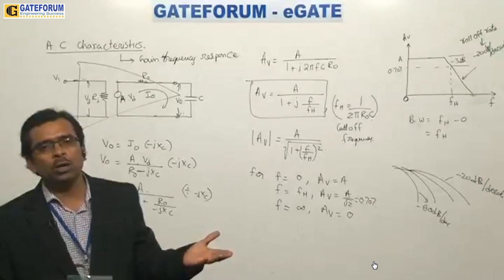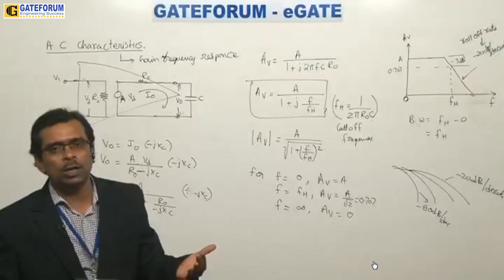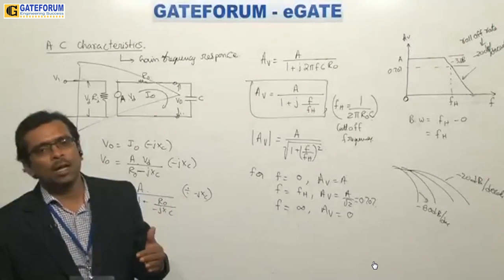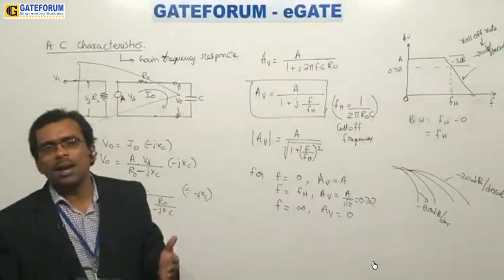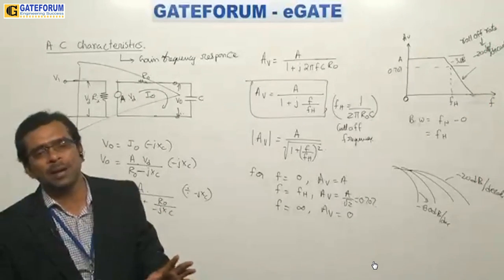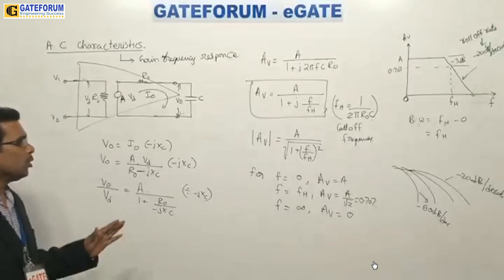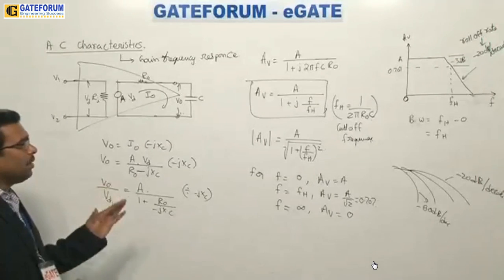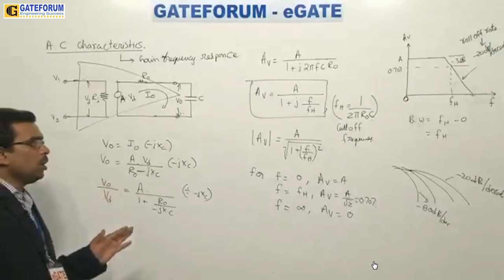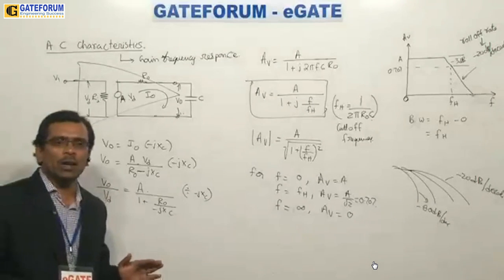That is why I told you in ideal conditions that we cannot meet the ideal condition of infinite bandwidth in practice. So we just study it as an ideal condition at that point. Fine. So this is about the roll-off rate, and gain frequency response or AC characteristics of an op-amp.